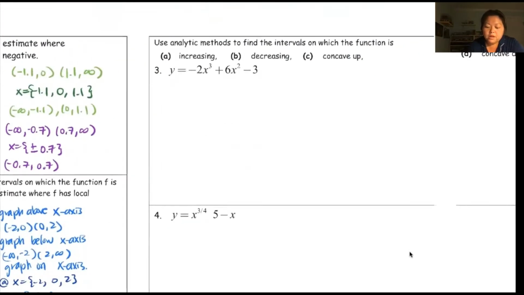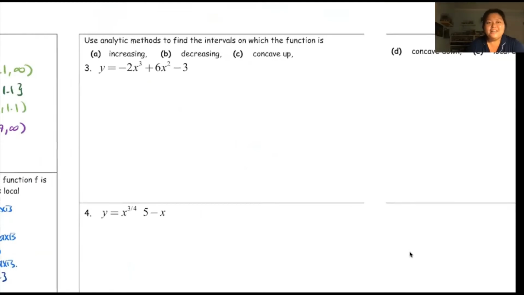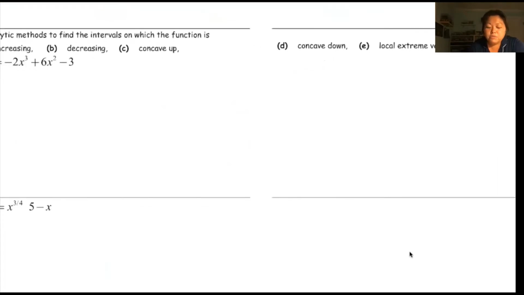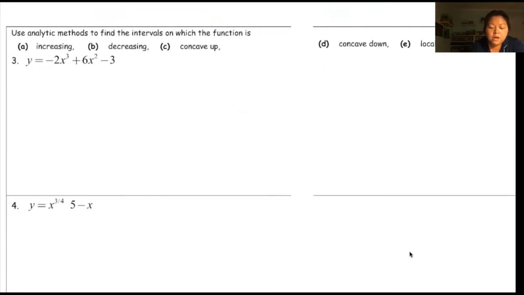Okay. All right, so let's do all this analytically. So let's see, use analytic methods to find the intervals in which a function is increasing, decreasing, concaving up, concaving down, find local extreme values, and find inflection points. So usually A, B, and E go together, and C, D, and F go together, because A, B, and E you find from your first derivative, and C, D, and F you find from your second derivative, okay?